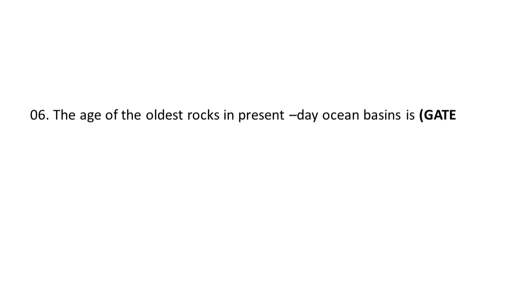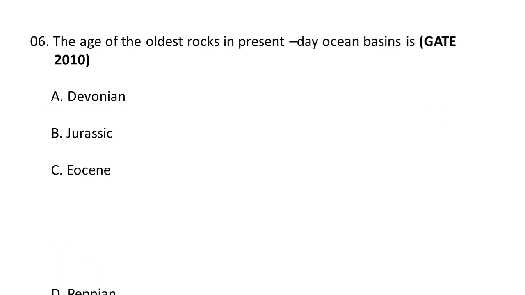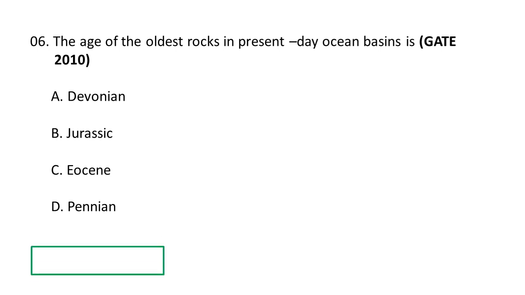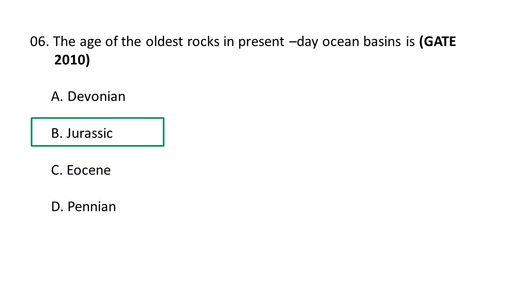Next question. The age of the oldest rocks in the present day ocean basins is A. Devonian, B. Jurassic, C. Eocene and D. Permian. The oldest rocks in the modern ocean basins are around 200 million years old, which is the Jurassic period. This is much younger than the oldest rocks on the continents, which can be about 3 to 4 billion years old. So B, Jurassic, is the correct option.